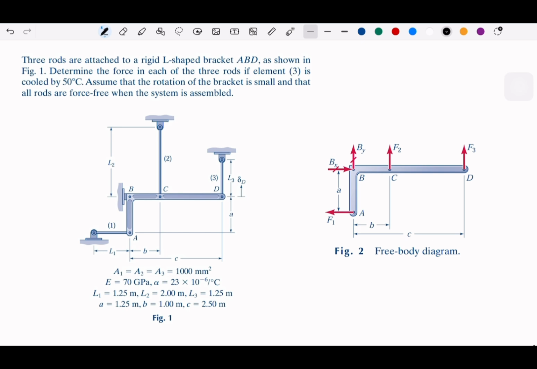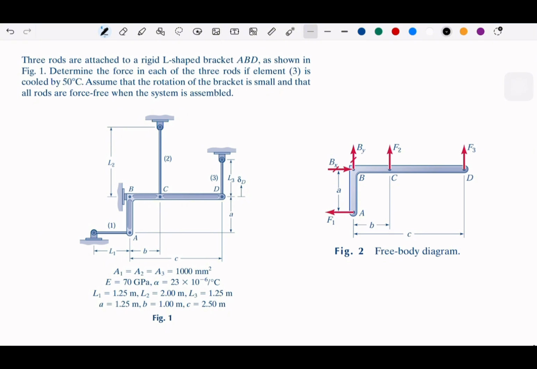So since we are going to take the force method, we need to find each force for these 3 rods. So element 1, element 2, and element 3. And basically the first thing we can do is draw the diagram, as we can see on the right side, the picture. And of course, this is basically the diagram of the L shape in the middle.